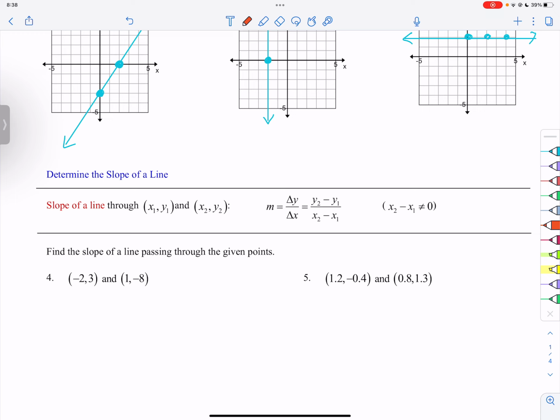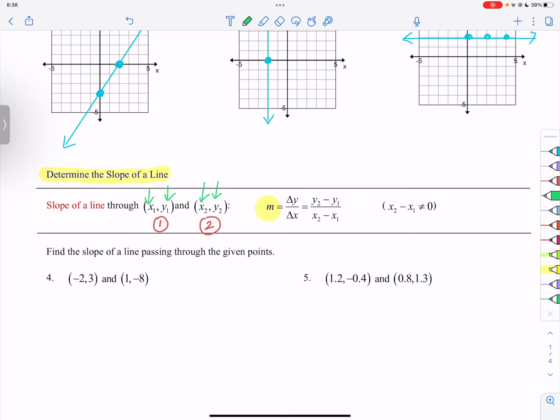So let's go ahead and define what the slope of a line is. We have two points, point 1 and point 2. How we will find the slope of the line is we will subtract the y values and divide that by the subtraction of the x values. You can see them right here.